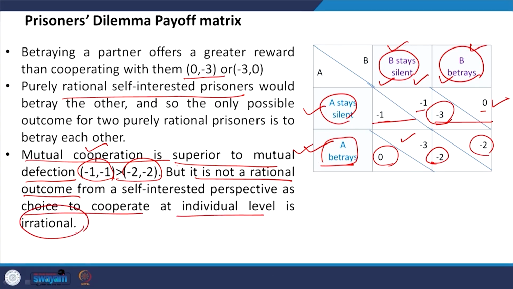Here both of them realize that at the individual level, following the principle of rationality, cooperating is not at all a rational choice. So, this is the dilemma: although mutual cooperation appears to be superior to mutual defection, why are both of these prisoners not cooperating?